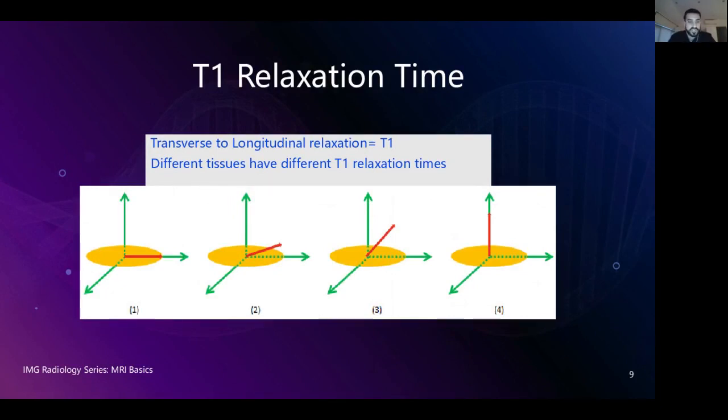Okay, so if we focus on the red arrow, it's going from the XY plane to the Z plane. Now, this is an important time. Different tissues have different times, and we call this the T1 relaxation time. And when we image tissues, they will present differently on T1 weighted images as a result of this particular time. The two types of matter that we look at essentially are water and fat. We're going to talk about how those present a bit later on, but they have different timings when it comes to T1 relaxation time, and therefore present quite differently. Okay.